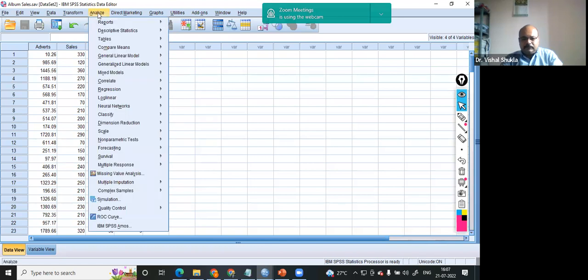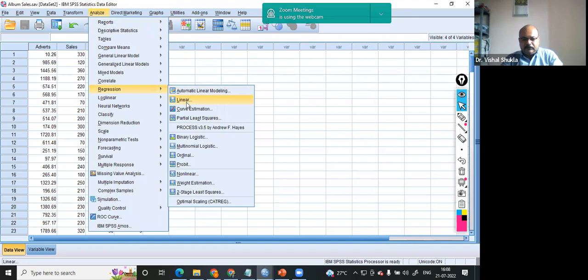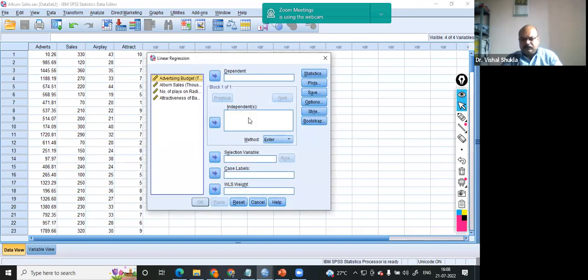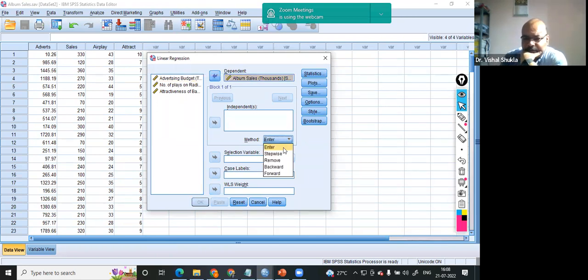So go to Analyze, Regression, Linear. If you have one variable, then okay. If you have many variables, now album sales independent. So now you have seen, see here there is a method of regression, right? So the Enter method is a forced entry method.